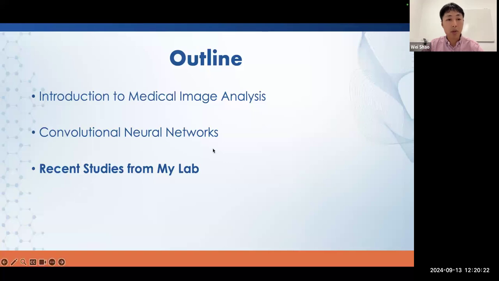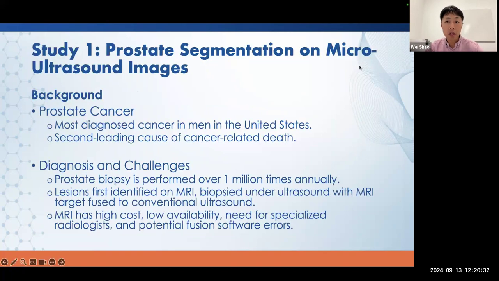And next, I would like to go on to a demo of several studies from my lab to show you what we are doing using AI for medical imaging. The first study is on prostate segmentation. In this study, we propose a method to automatically segment the prostate gland on micro-ultrasound images. Let me briefly give you some background of this study.